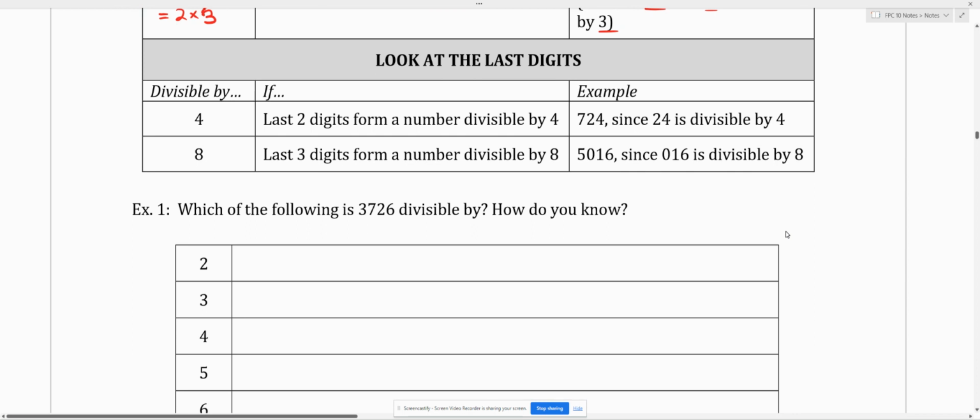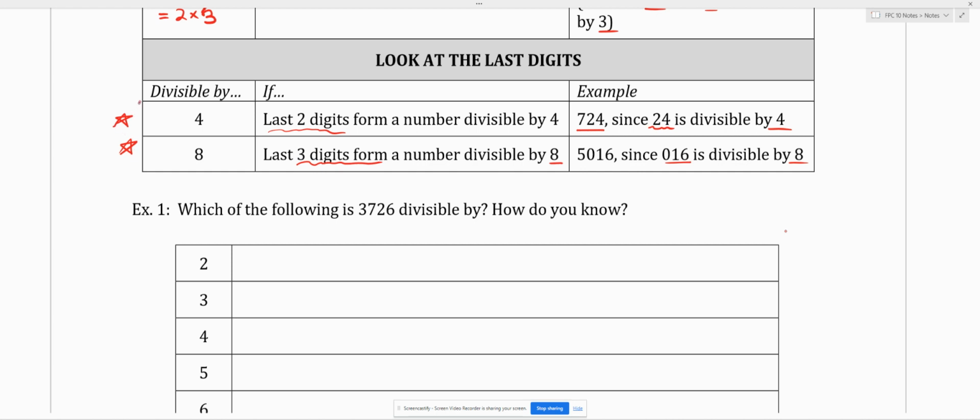All right. Now for 4, you just got to look at the last 2 digits form a number divisible by 4. So 724, the last 2 digits is 24, hence it'll be divisible by 4. If we take 8, you got to look at the last 3 digits formed is divisible by 8. So 5,016, since 016 is divisible by 8, because 8 times 2 is 16, it is also divisible by 8. So there are a couple ones there.